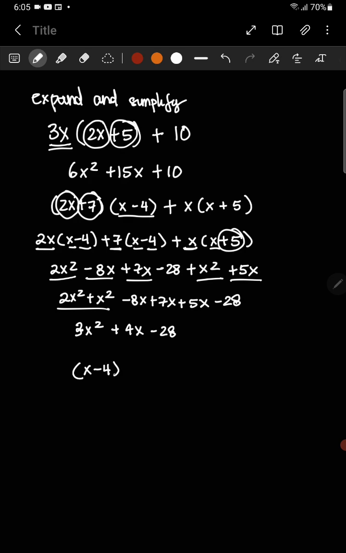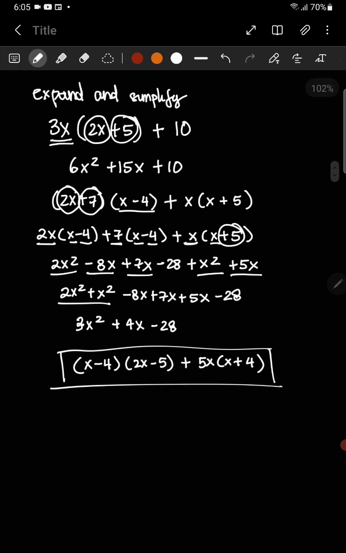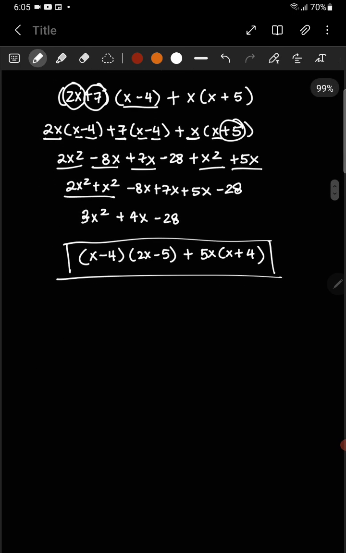X minus 4 in bracket, 2x minus 5, and then plus 5x, x plus 4. That's the exercise. Okay. The last one, I think I will talk about this one. Simplify this expression.